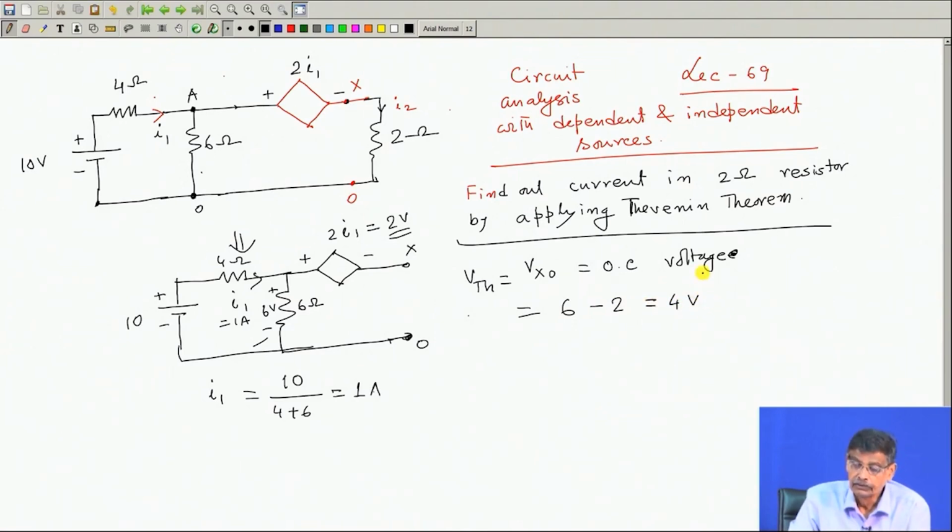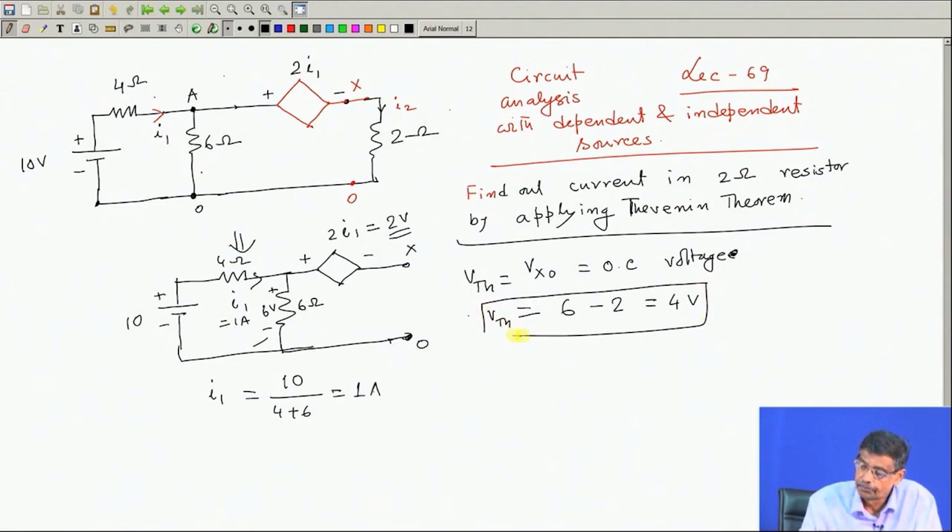That is Thevenin's voltage. So, to calculate Thevenin's voltage, open circuit the terminals, keep all the sources, both independent and dependent sources, present in the circuit, and calculate V x O, which comes out to be V Thevenin's equal to 4 volt. So, this is V Thevenin's and it has come out to be plus. Then the next step is to calculate R Thevenin's, looking from this end.